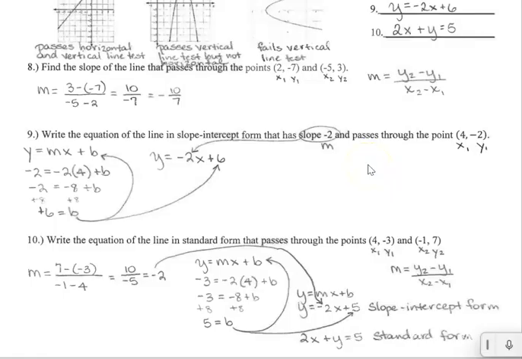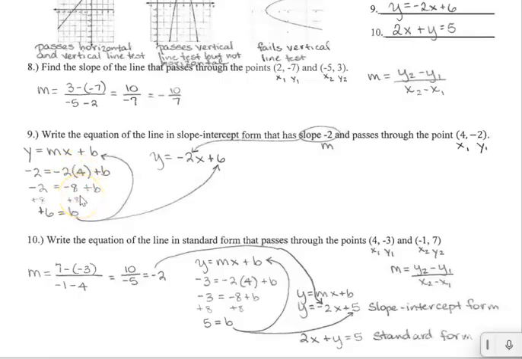All right, and then for number 9, they told us that we had a slope of negative 2, and we had the point (4, -2), and they wanted us to give the equation in slope-intercept form. So remember, slope-intercept form is y equals mx plus b. So we know that our slope negative 2 is m, so let's put negative 2 in for m. And then we'll put 4 in for x and negative 2 in for y. So 4 in for x and then negative 2 in for this y. So 4 times negative 2 is going to give us negative 8.